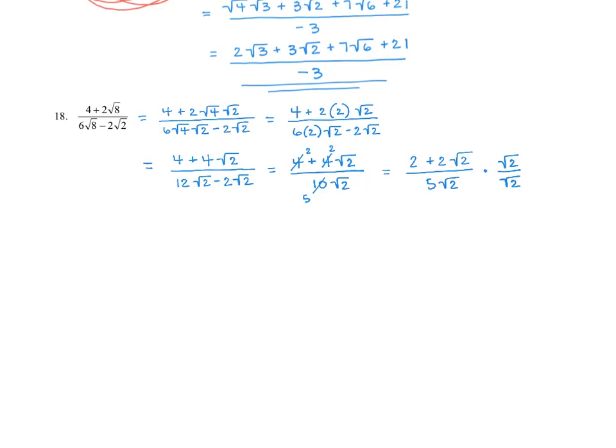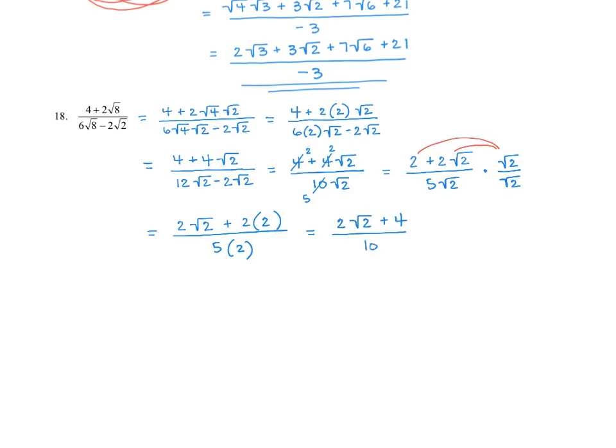In the numerator, I'll need to distribute, and in the denominator, I simply need to multiply. So 2 times rad 2 is 2 rad 2, and 2 times rad 2 times rad 2 is simply 2 times 2, and then the denominator, 5 times rad 2 times rad 2 is 5 times 2. Simplifying that, we'll get 2 rad 2 plus 4 over 10.